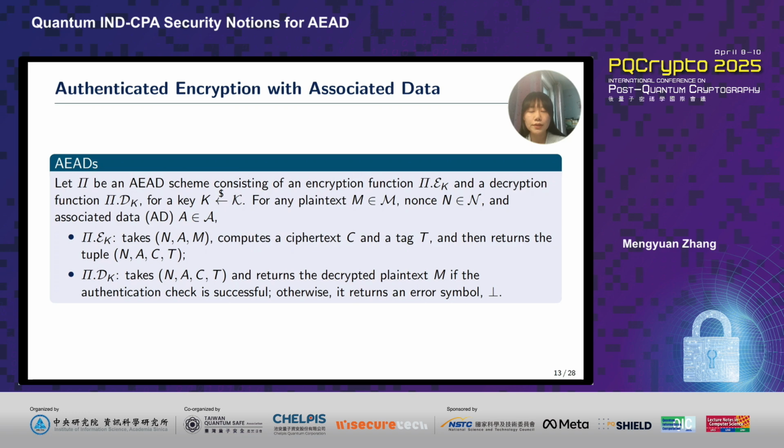In this work, we focus on AEAD, that is, authenticated encryption with associated data. An AEAD scheme consists of an encryption function and a decryption function, where the encryption function takes nonce N, associated data A and plaintext M as input, computes a ciphertext C and a tag T, and returns the tuple N, A, C, T. The decryption function takes N, A, C, T and returns the decrypted plaintext M if the authentication check is successful. Otherwise, it returns an error symbol.